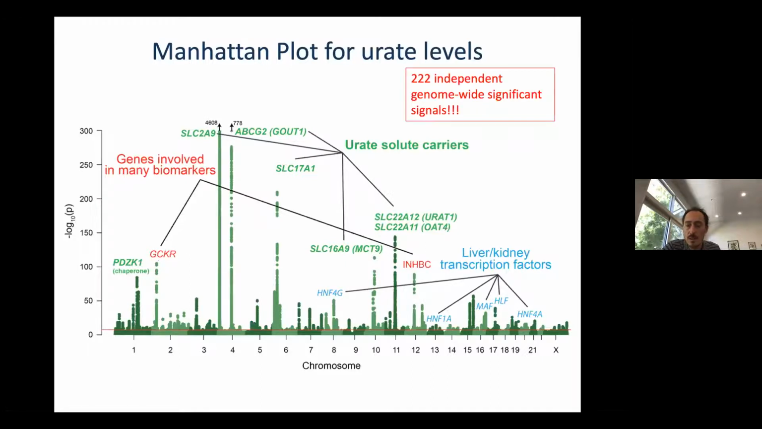Now, although the top hits are really highly interpretable, one thing that's striking to us is that there's actually more than 200 independent genome-wide significant signals. So there's an enormous number of different loci across the genome that are contributing to this trait, even though it might seem like a relatively simpler trait. And in a few minutes, I'll show you that we think that the true number of causal variants affecting urate is probably more on the order of 10,000 total variants across the genome.